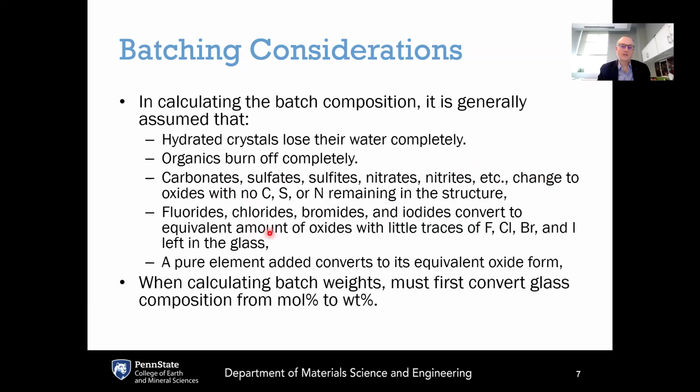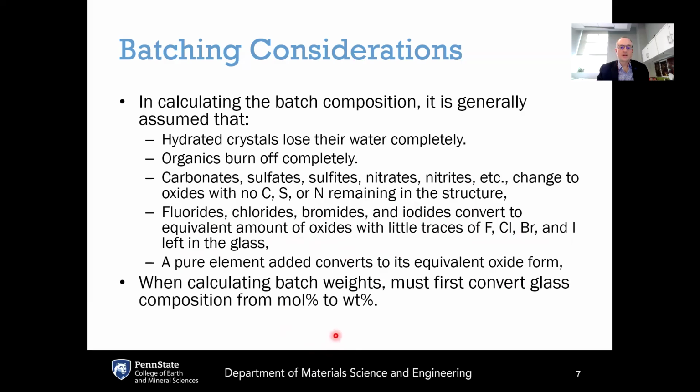Also, if you have any halide salts, so fluorides, chlorides, bromides, iodides, all of these are also going to convert to oxides if the melting is done in air, because the glass melt would very much prefer oxygen as its anion instead of the halides. And there's going to be little trace of any fluorine, chlorine, or bromine or iodine left in the glass. One also has to be very careful with those because these produce gases that are quite dangerous and would need to be scrubbed to make sure that nobody breathes them in. Also, any pure element that is added is going to convert to its equivalent oxide form.